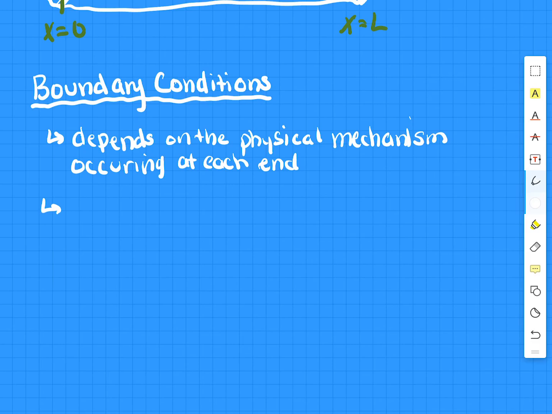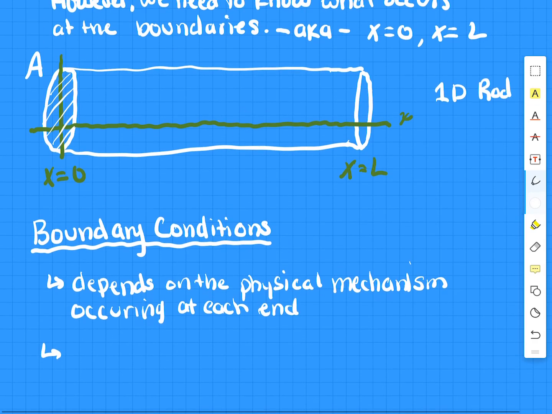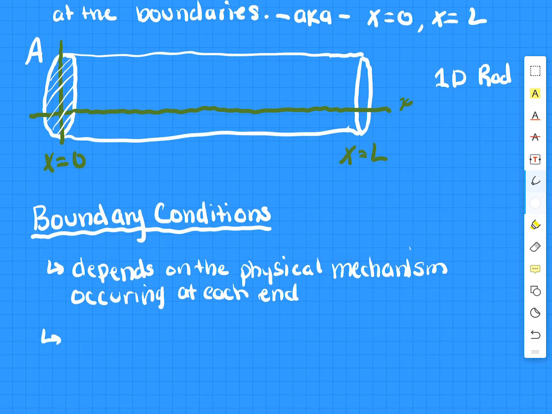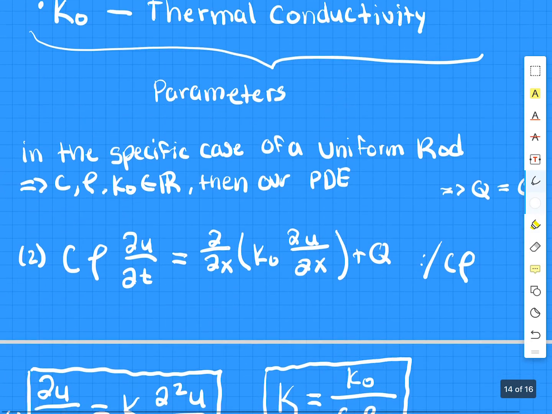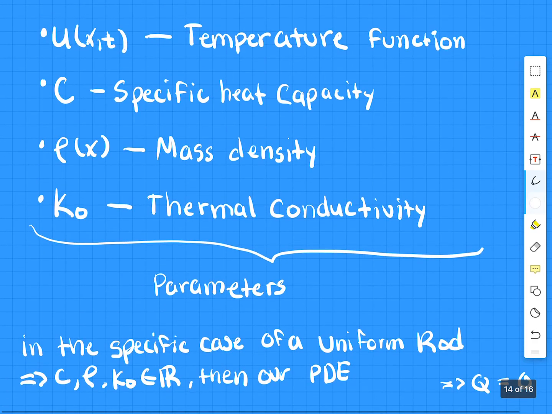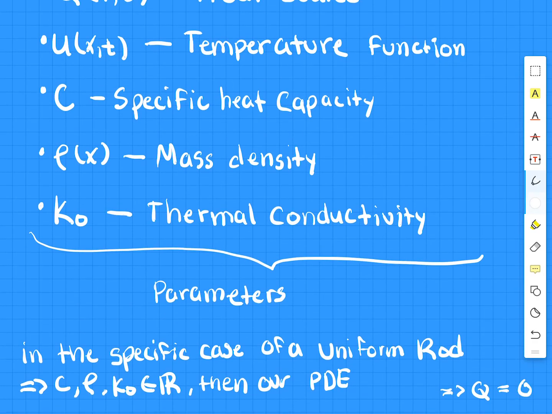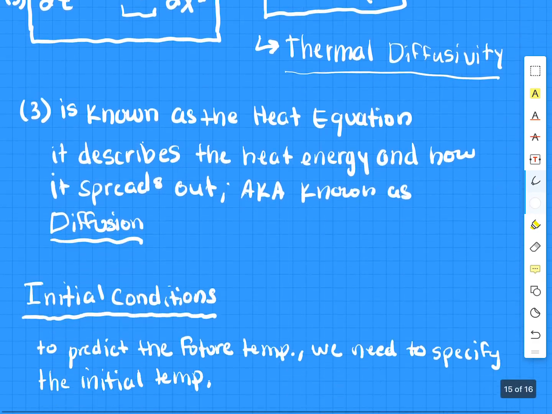For example, say your material is a uniform rod of, say, copper. Copper, assuming it has uniform density throughout, is going to have a constant thermal conductivity and a constant specific heat capacity, just like we have here in our parameters up here.